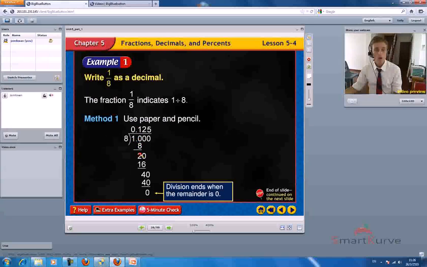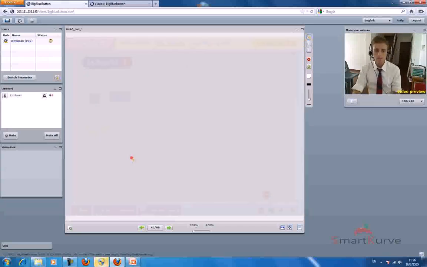Write 1 over 8 as a decimal. The fraction 1 over 8 indicates 1 divided by 8. Method 1, use paper and pencil. 8 into 1. 8 goes into 1 0 times. 8 goes into 10 1 time with a remainder of 2.